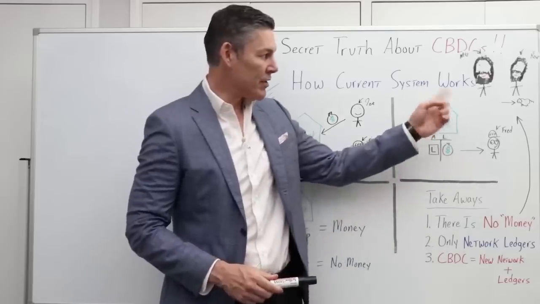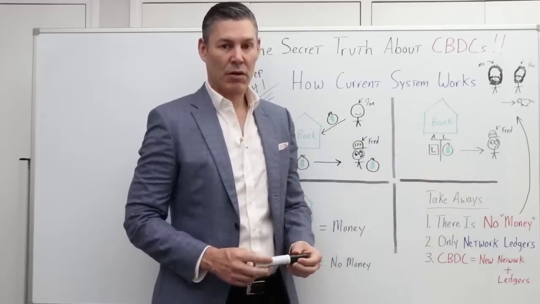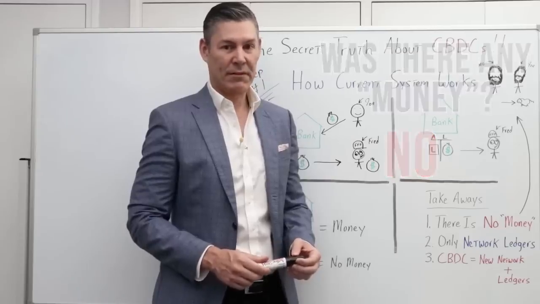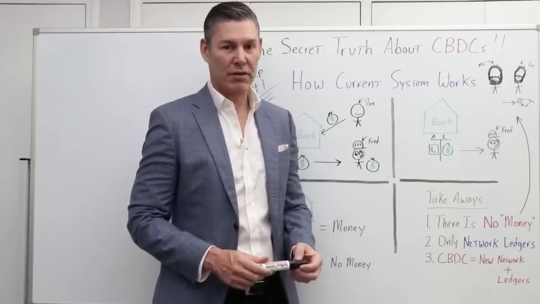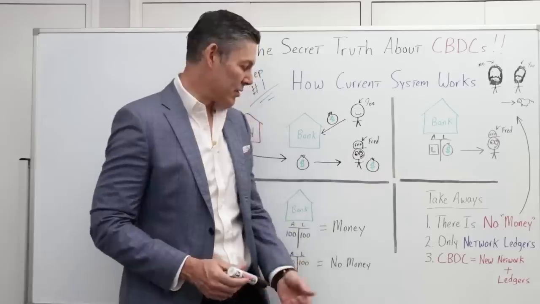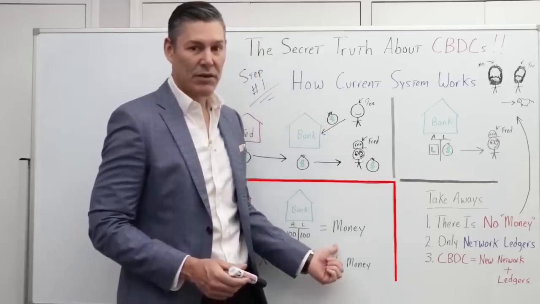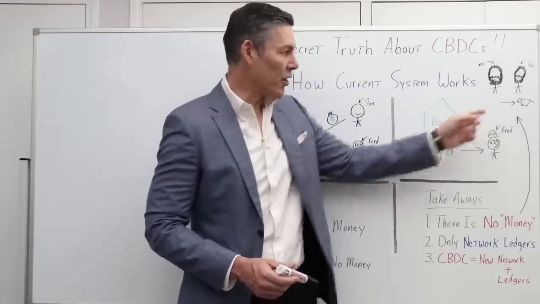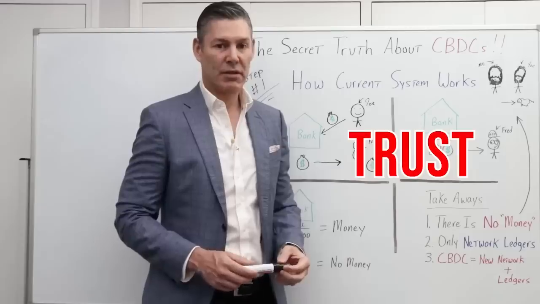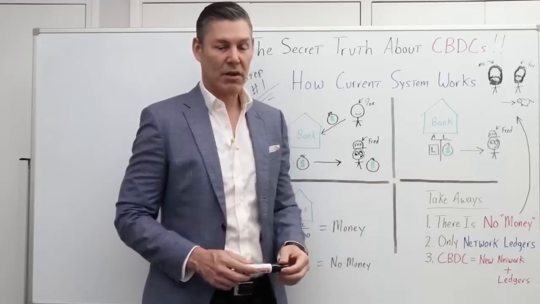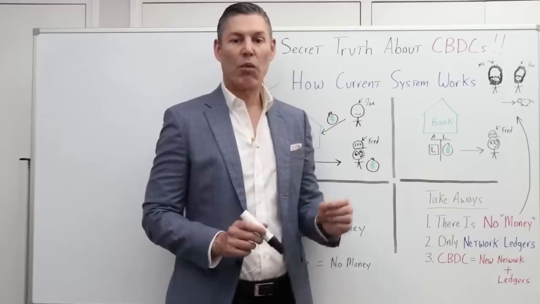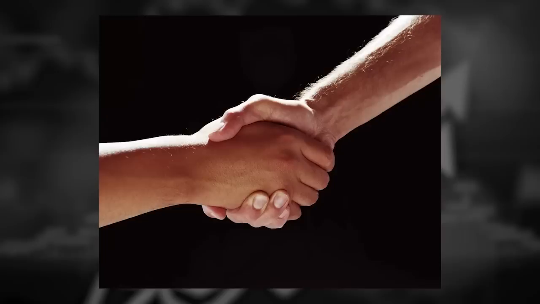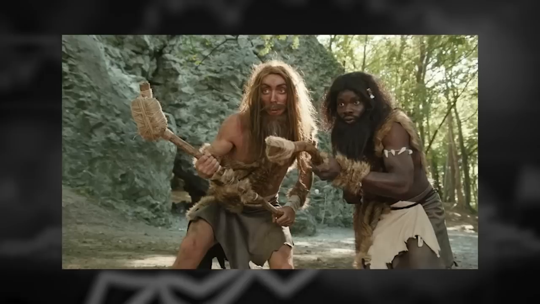Now, in this transaction, was there any money? No. It was just simply a very crude ledger, just like the ledgers that we use in the banking system and the Federal Reserve today. The main reason that this transaction occurred was because there was trust between the 2 counterparties. There was no money. The only thing there was, was a record of the transaction and the agreement between the 2 counterparties involved.